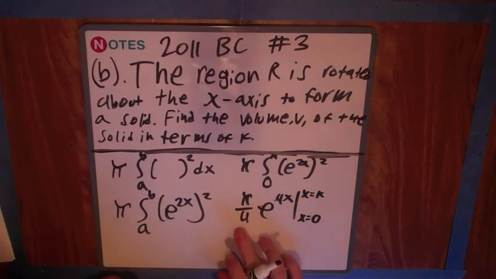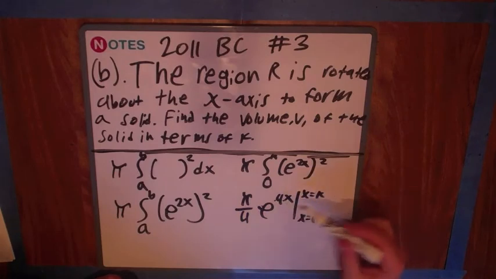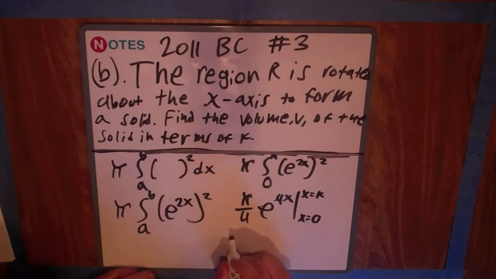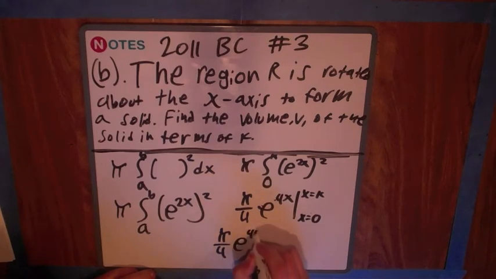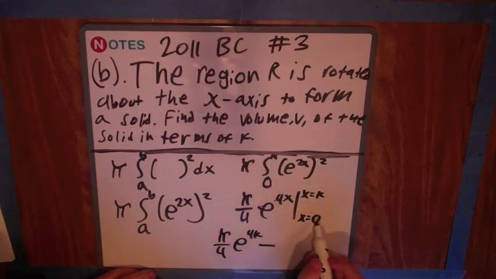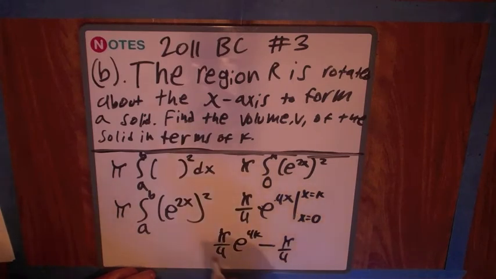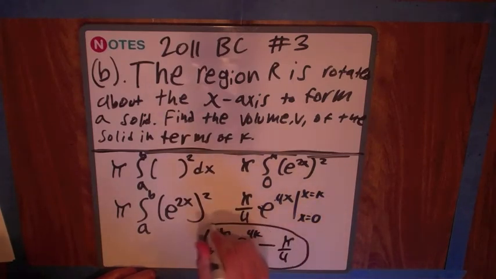So from here, I'm going to plug in k for x and then 0 for x, and subtract the two values. So plug in k, I'm going to get pi over 4 e to the 4k, minus, plug in 0, pi over 4. That is our answer.